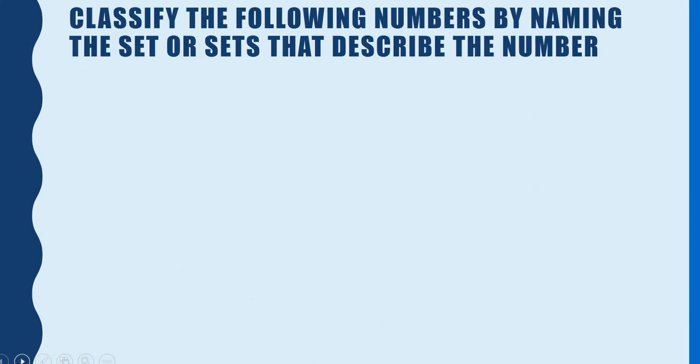Okay, classify the following numbers by naming the set or sets that describe them. So 5 halves. Let's start on the inside. Is it a counting number or a natural number? No. It's not a whole number. It's not an integer. We have to get all the way up to rational numbers. And of course, everything we're going to name are called real numbers also. So it's rational and it's real.